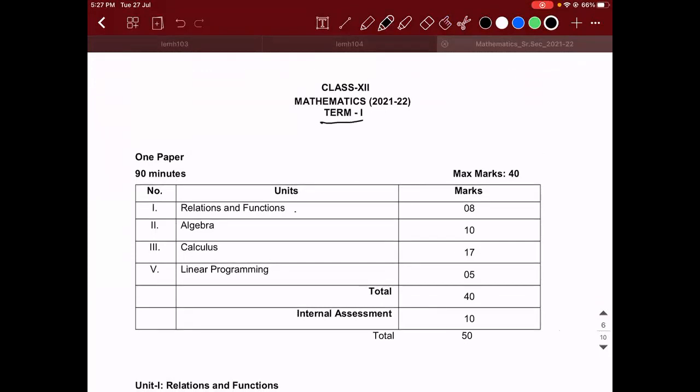So, term 1: relations and functions, they have got 8 marks. Algebra is matrices and determinants for 10 marks. Calculus is limits and derivatives, and they have AOD, applications of derivatives. Then we have linear programming, which is a maximum of 2 classes. That's it. It's an extension of linear inequalities that you learned last year. So I can guess what they would have removed from there also.